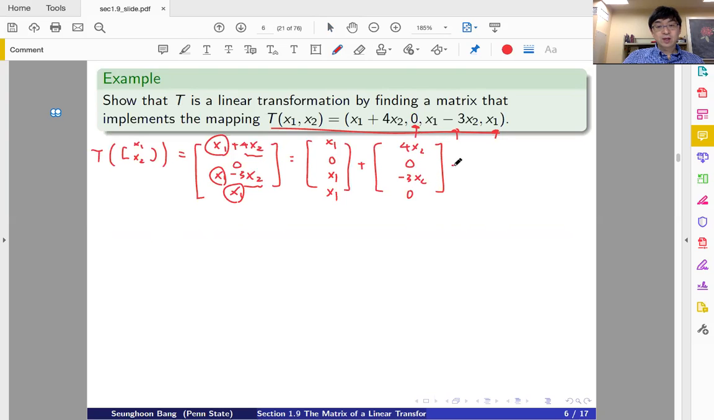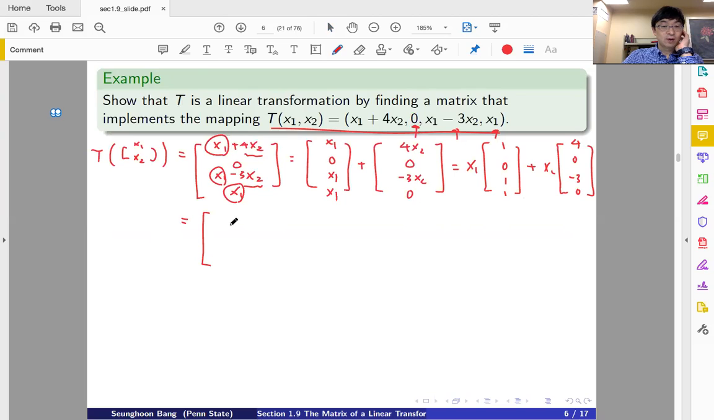So you have to split x1. Take out x1, so we have 1, 0, 1, 1. Plus x2: take out x2, so 4, 0, negative 3, 0. So what's that? You can change this one to the A times X form.